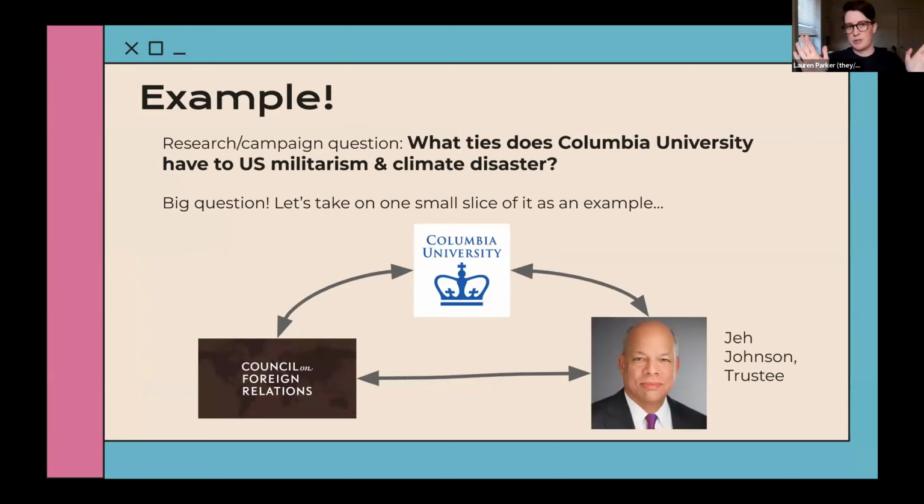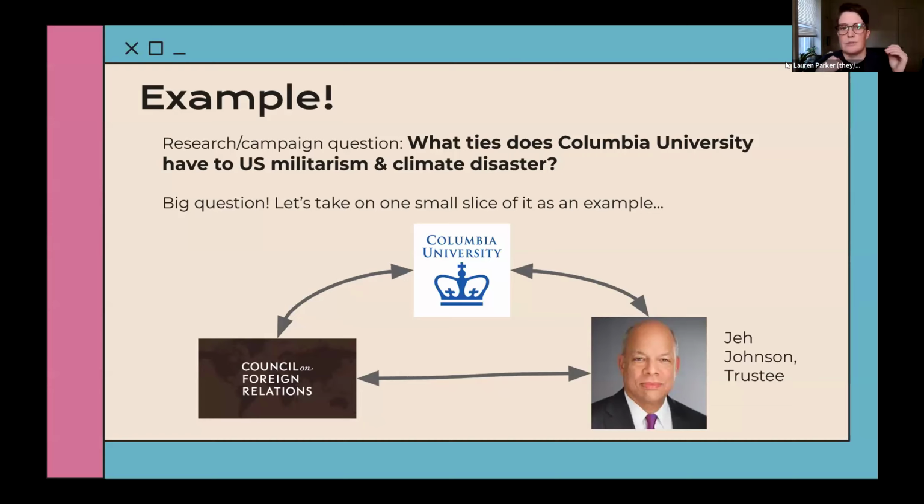All right, so let's pose a hypothetical question that is probably on a lot of our minds and definitely a focus of a lot of campus organizers. Let's take Columbia University as an example to introduce ourselves to the 990. So what ties does Columbia University have to US militarism and climate disaster? This is a huge research question, so let's just take one small slice of it.